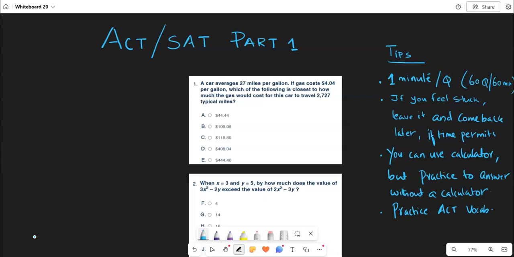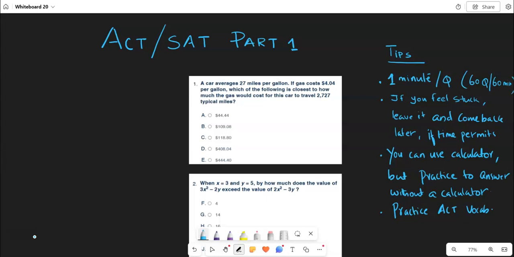Before I start these problems, let me discuss some tips for taking your ACT. For ACT math, there are 60 questions in 60 minutes. That means one question per minute. So it's a timed test, and you should practice to make sure you can maintain the time.